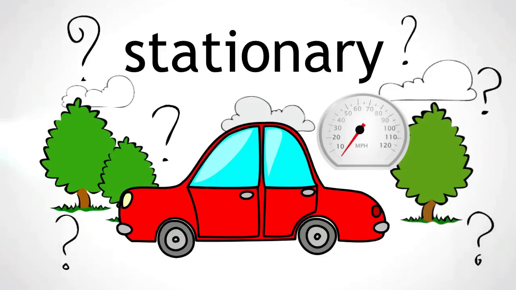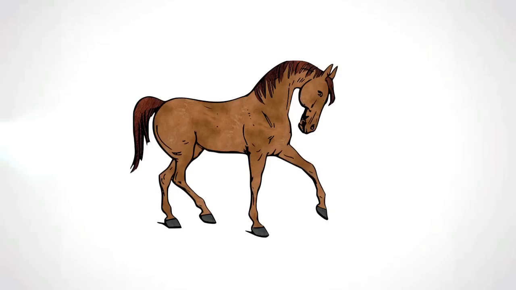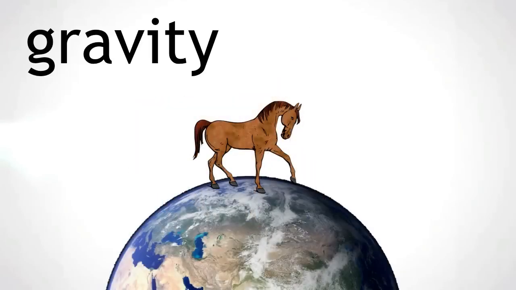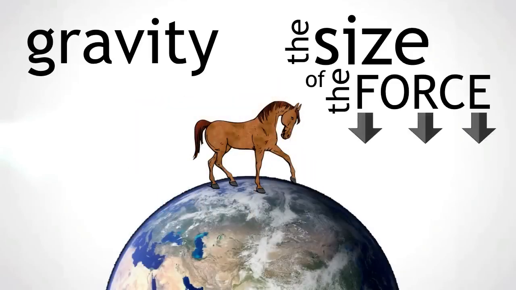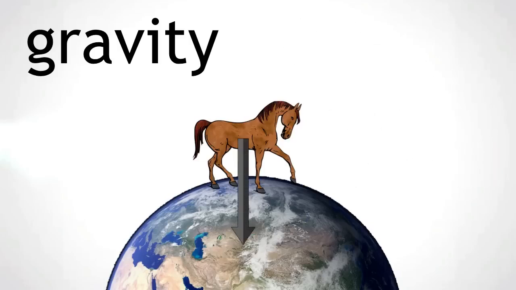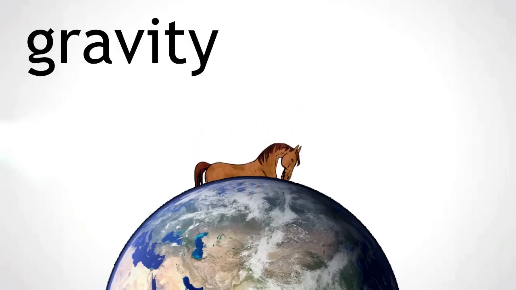Let's look at the example of a horse. The first force we will consider is the force of gravity. This acts towards the centre of the Earth. The size of the force of gravity is the horse's weight. An arrow is drawn downwards, from the horse towards the centre of the Earth. If this were the only force acting on the horse, it would sink into the ground.